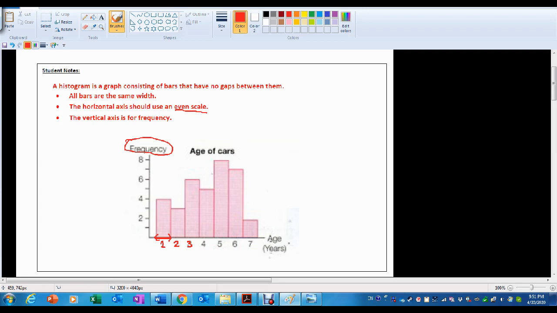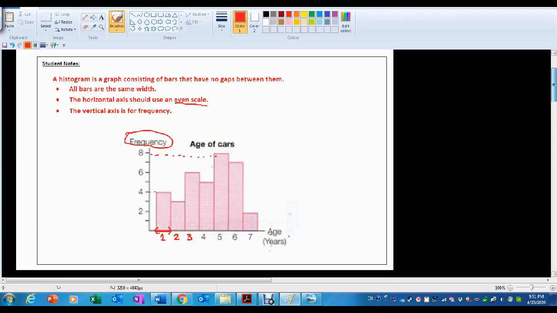To interpret this data, you can see there are 4 cars which are 1 year old. And the most common age for the cars is 5 years old. At 5, the frequency is about 8, so that means there are 8 cars which are 5 years old. So that's how we read from a histogram.